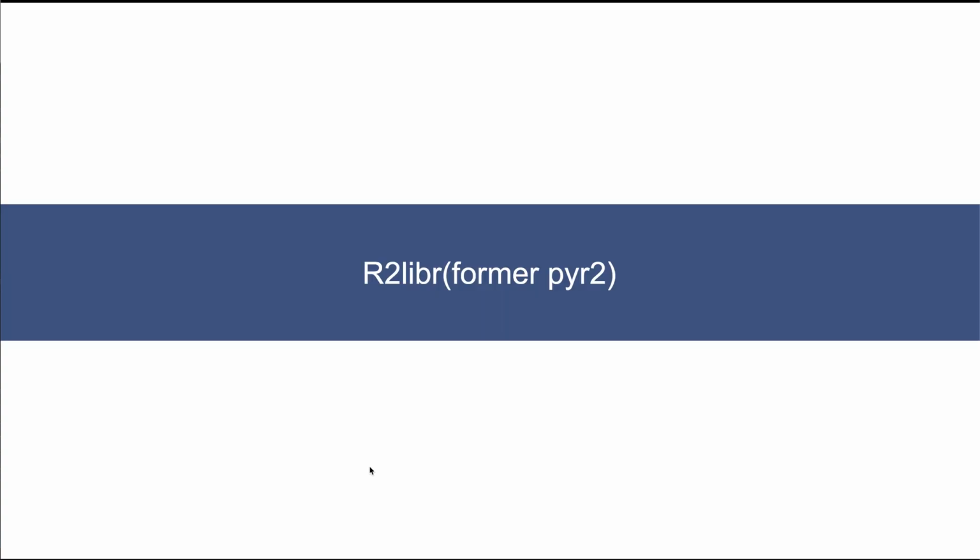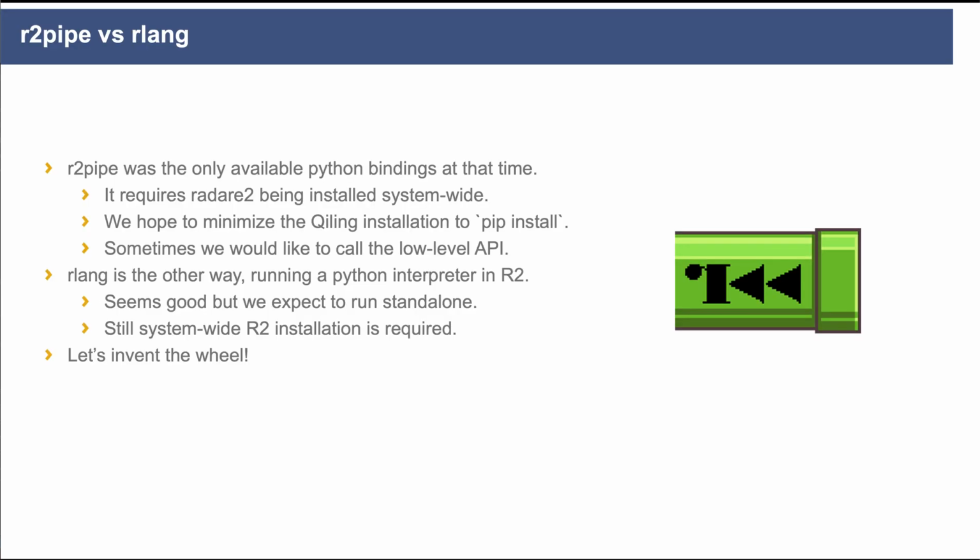So first of all, R2 is written in the C language, and Chilling is written in the Python language. So there needs to be a bridge, and the existing solutions are r2pipe and r-lang. r2pipe was the only available Python binding at that time, but it requires R2 to be installed system-wide, and we hope to minimize the Chilling installation to pip install. So we don't want users to execute various commands just to install a dependency. So r2pipe is not suitable for direct use.